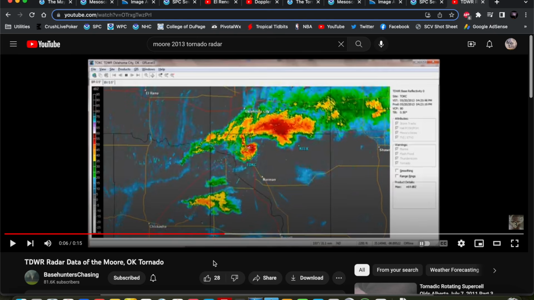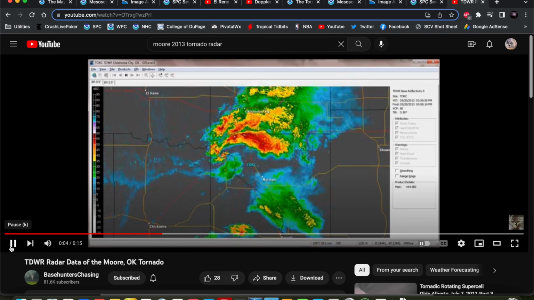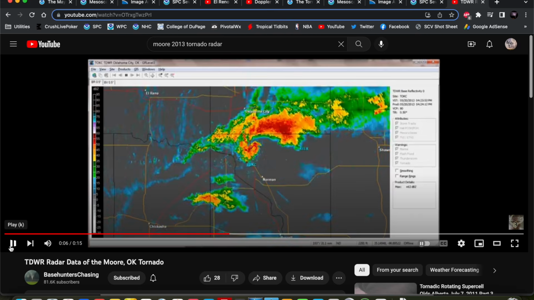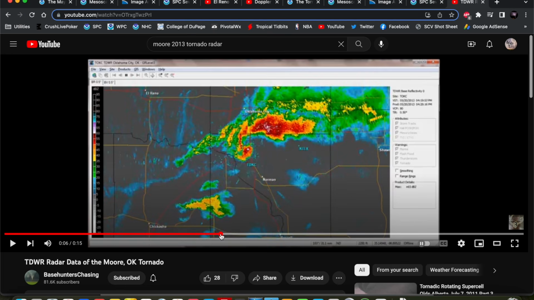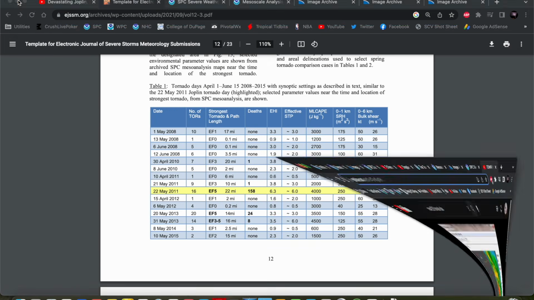One thing to note as well, if we go back in time, notice these showers down here moving up into the supercell. Not 100% sure if these had anything to do with the intensification of the Moore tornado. I think it was already well on its way to being a significant tornado producer, but something to note as well. So that's going to wrap things up here for this Joplin case study.